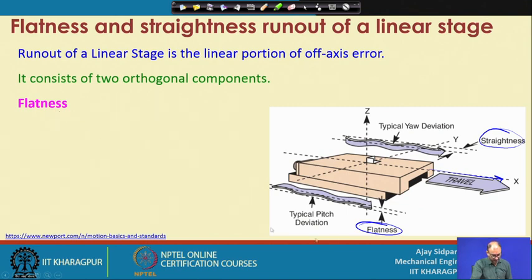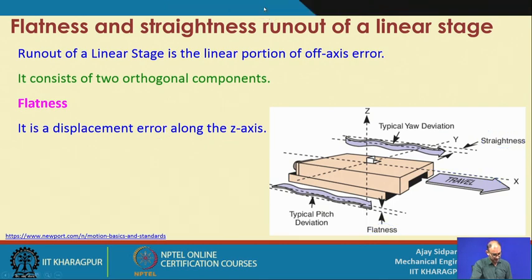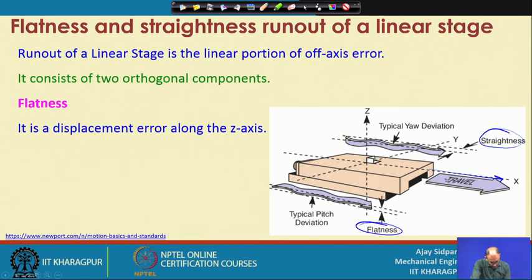So, the first one is the flatness. Let us see what the flatness is. It is a displacement error along the z axis. Now, consider this is the table. You want to move the table in this direction, but suppose your table is moving in this direction. Suppose there is a little bit of a problem. So, this is the direct problem. Whatever this problem is in the x direction, it means the table is moving up and down, and then moving in this direction. That particular displacement error is called the flatness. So, your surface is not completely flat.